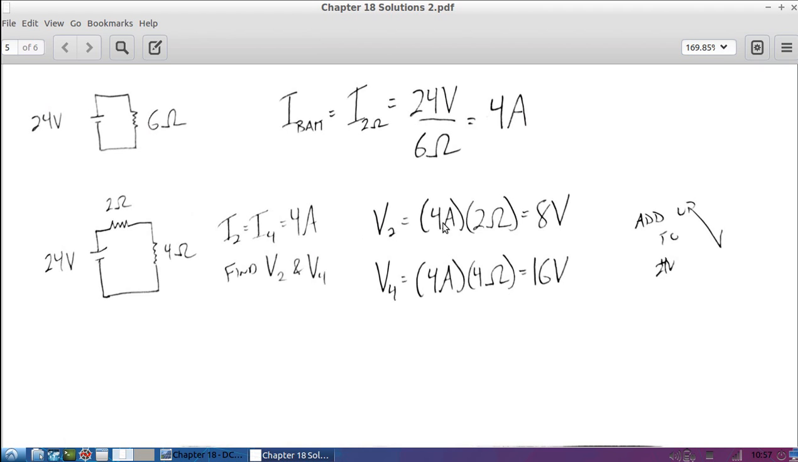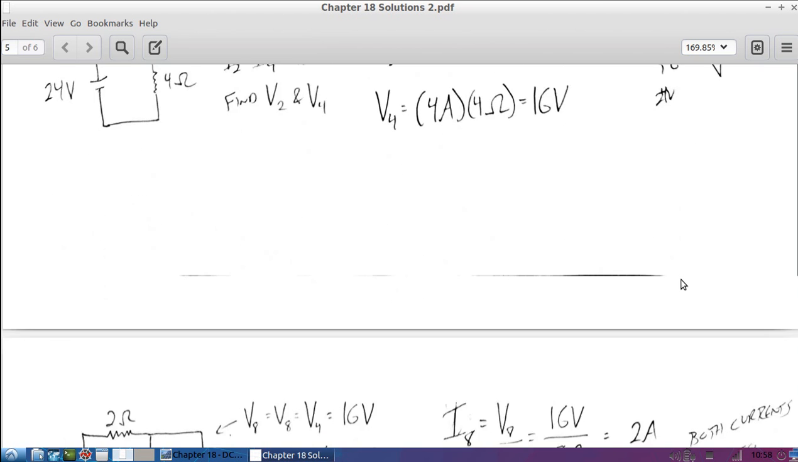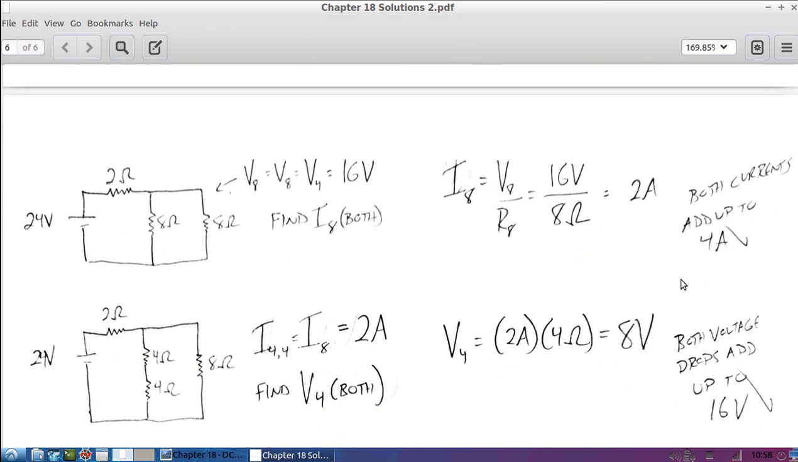So use Ohm's law again. V equals I times R. Same current, 4 amps, times the individual resistances, 2 ohms. I get an 8 volt voltage drop across the 2 ohm resistor. I get a 16 volt voltage drop across the 4 ohm resistor. 8 plus 16 adds up to 24. Okay, so the loop rule holds. I like my numbers. I feel like I'm doing the right thing here.